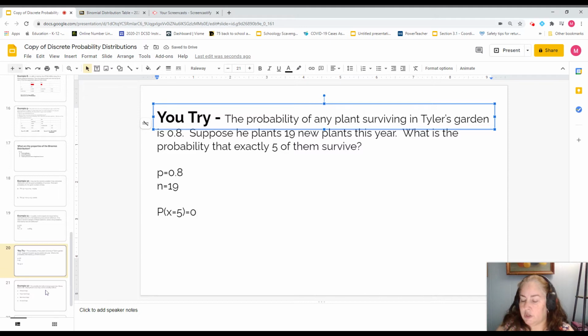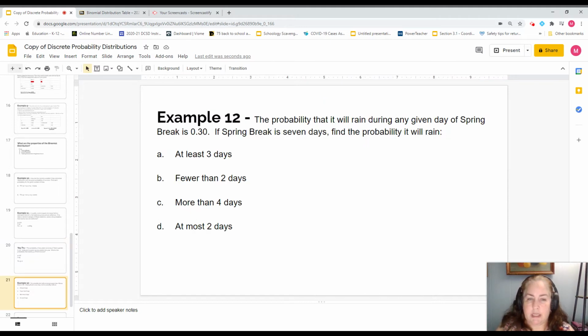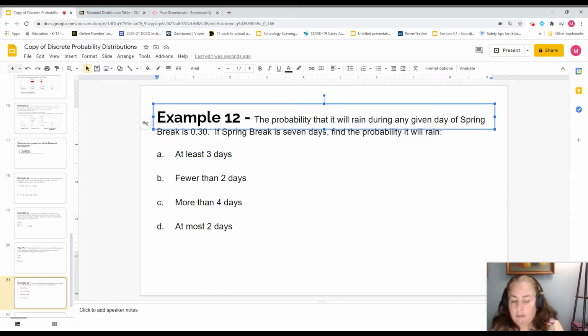Okay, so let's look at the next one, which is the inequalities. It says the probability that it will rain during any day of spring break is 0.3. So it's telling me that my probability is equal to 0.3. It says if spring break is 7 days, so n is equal to 7, find the probability that it will rain at least 3 days. So here's where you have to remember what those at least, at most mean. At least means that it is greater than or equal to 3.